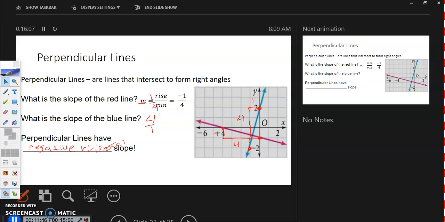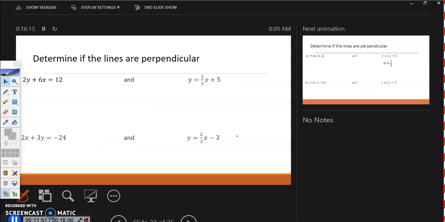All right, so let's try some out. All right, so let's find the slopes of the first line. So the slope of the first line, remember this is standard form, so m equals negative a over b, which equals negative 6 over 2. So that equals negative 3 over 1. The second one, we have the slope is 1/3. So m equals 1/3. Are these two negative reciprocals of each other? Did they flip? Yes. Did they change signs? Yes. So these two lines are perpendicular.